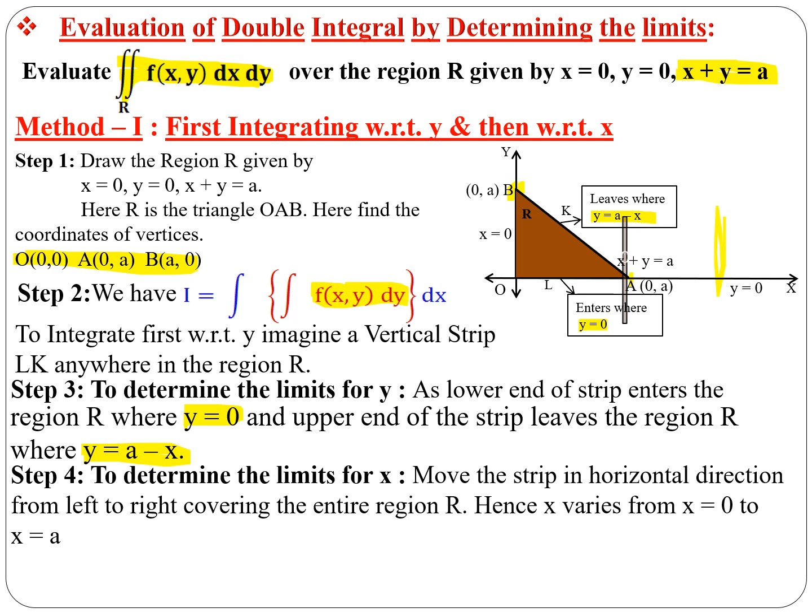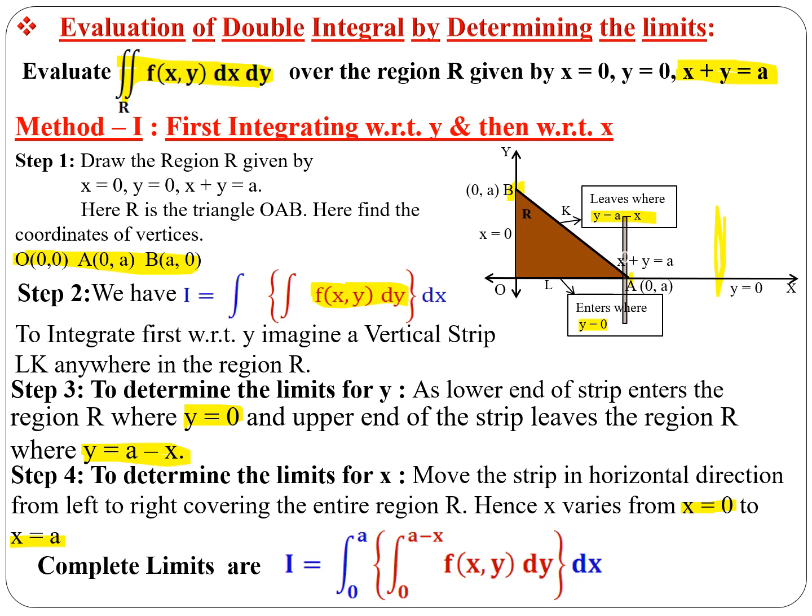Okay, so we can see that if we move this strip horizontally, then it can move within the region at max from 0 to a. So the lower limit of x will be 0 and the upper limit of x will be a. Here we have to put the y limit as 0 to a minus x and the x limit as 0 to a.